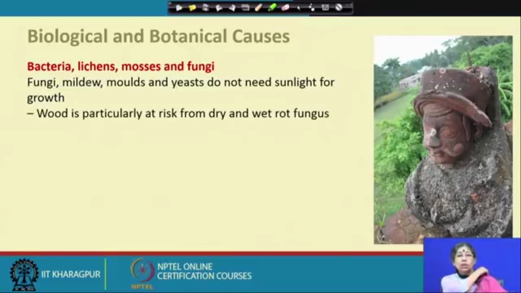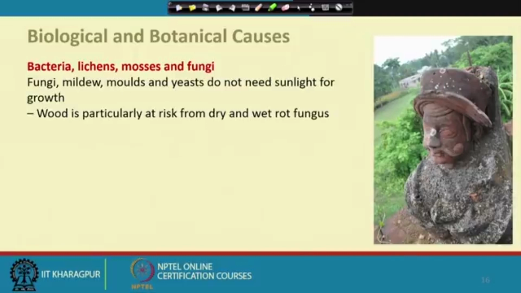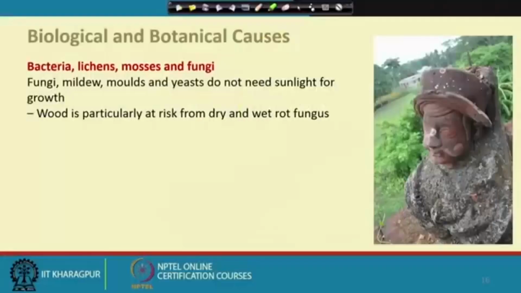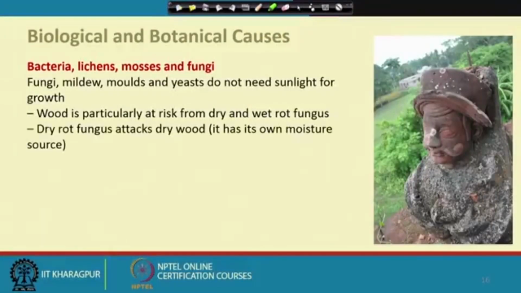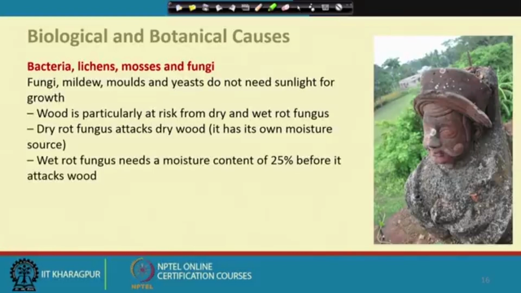We also know that wood is particularly at risk from dry and wet rot fungus. So, we have to understand some of the principles, that is, which type of environment is suitable for them, so that we can ensure this does not happen. Dry rot fungus generally attacks dry wood and has its own moisture source, and wet rot fungus needs a moisture content of 25% before it attacks the wood. Again, I am saying this is just a very cursory introduction, but one has to understand what the favorable conditions are and see that this does not happen.